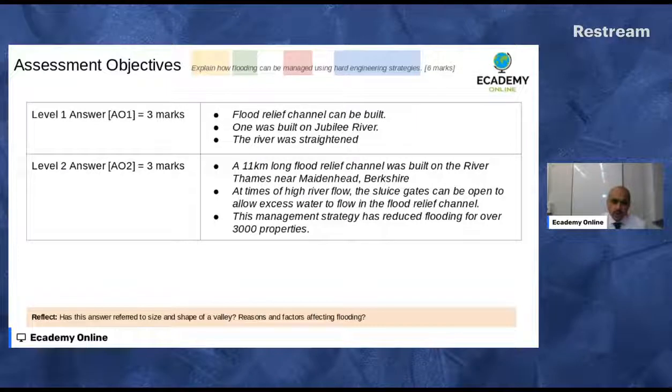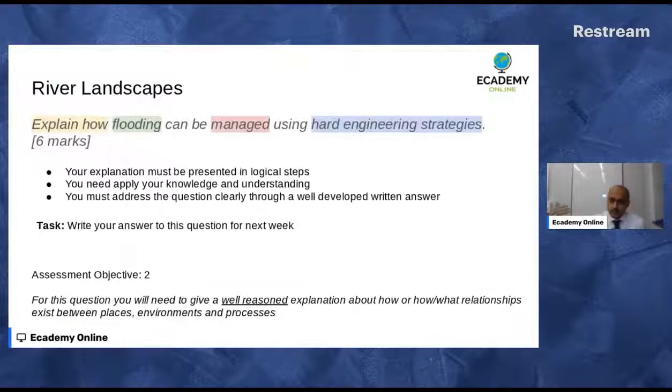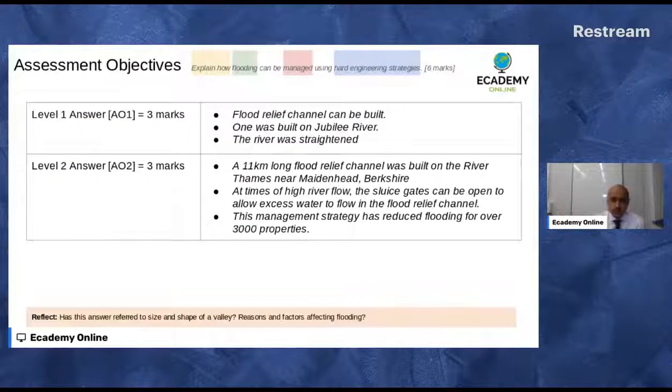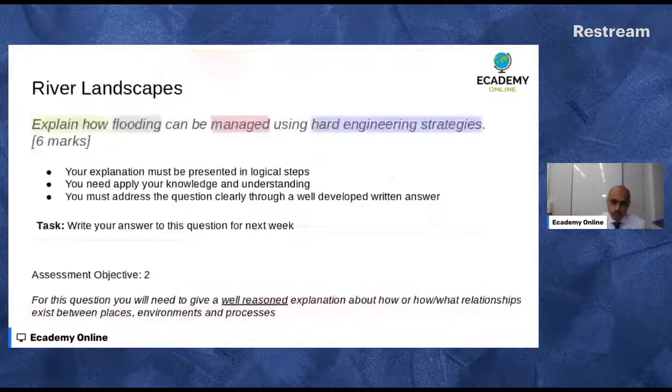So I would suggest that you write your answer to this question very carefully, and then you can come back to this video, review the low-level answers, compare it to your own version, look at the levels and how you'd get the marks, and then look at my breakdown for level 1, level 2 answer, and that will help you to figure out whether you have hit level 2 or not.